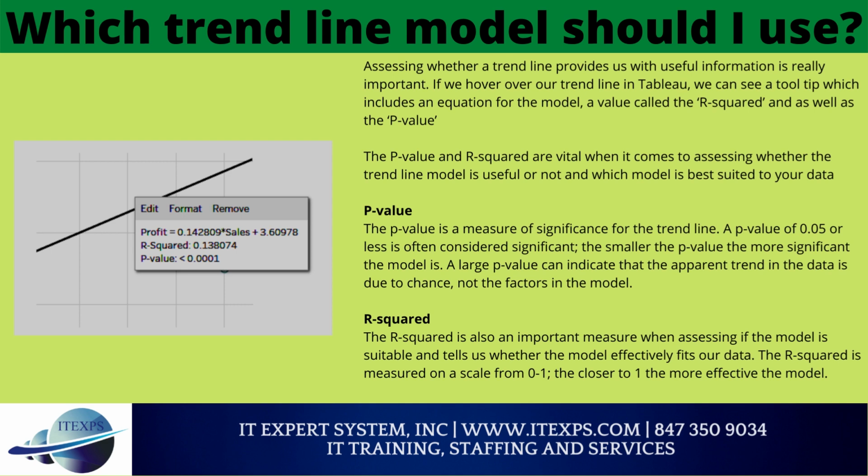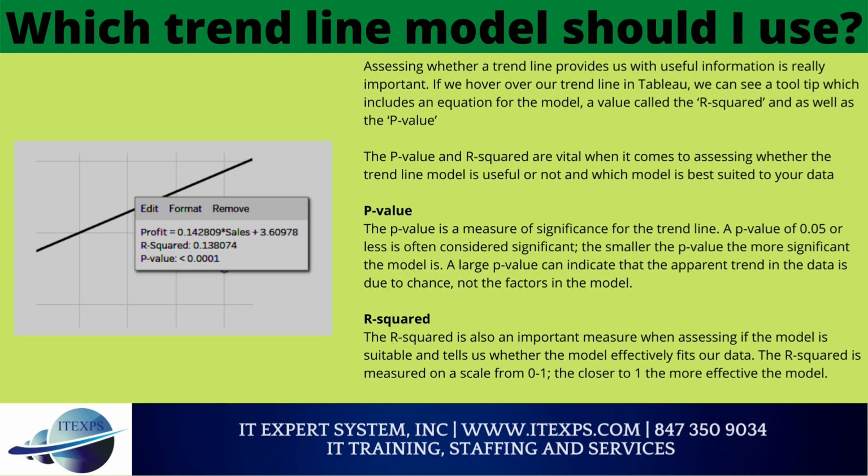P-value. The p-value is a measure of significance for the trend line. A p-value of 0.05 or less is often considered significant. The smaller the p-value, the more significant the model is. A large p-value can indicate that the apparent trend in the data is due to chance, not the factors in the model.